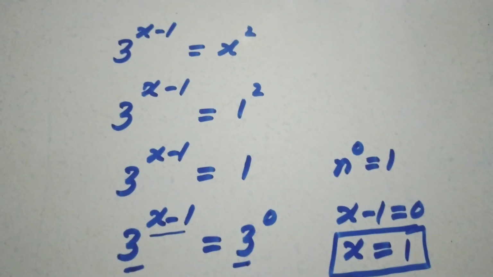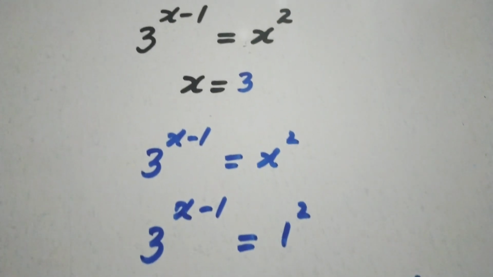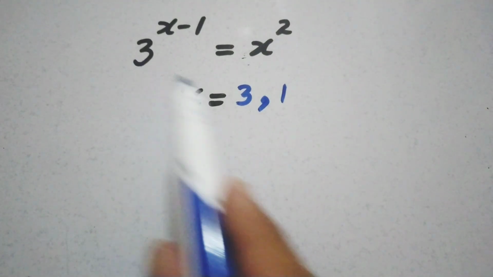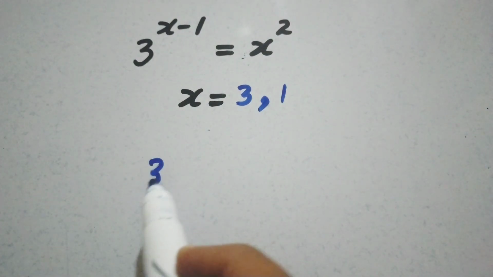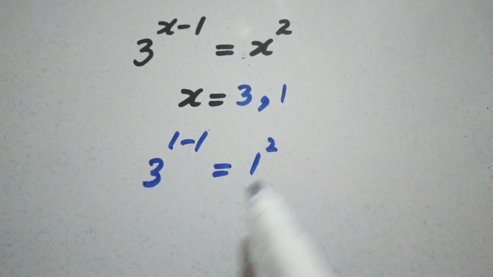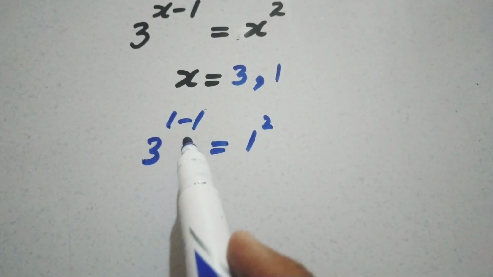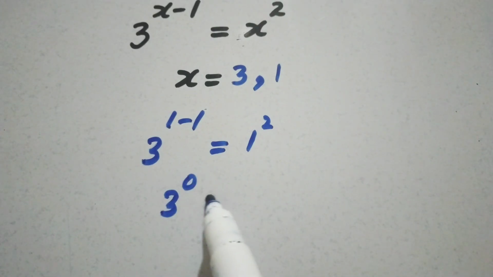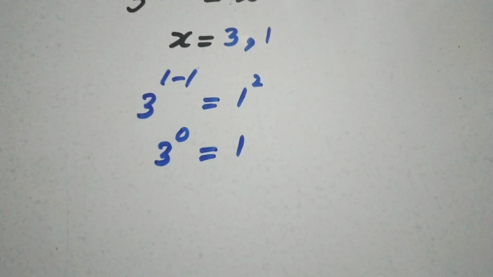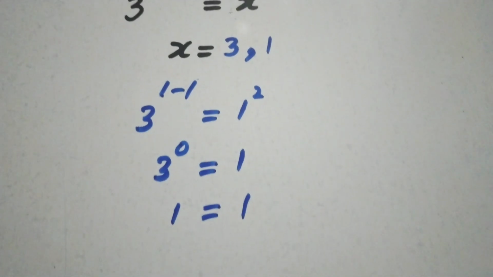Let's verify whether this solution is valid or invalid. By putting the value of x, which is 1, in the given equation, 3 power 1 minus 1 is equal to x squared, 1 squared. So this means that 3 power 1 minus 1, which is 0, is equal to 1 squared, which is 1. As we have discussed earlier, any number to the power 0 is equal to 1. So this is 1 is equal to 1. Left hand side is equal to right hand side.